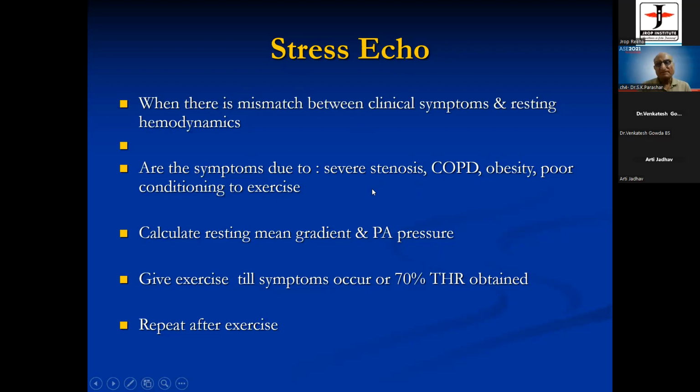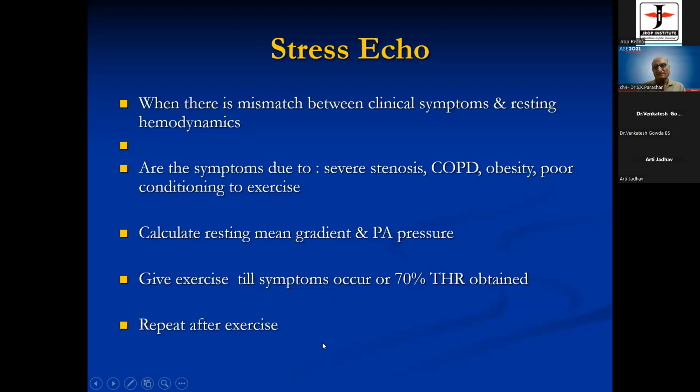So we have to explain the symptoms, like why the patient is symptomatic. Because the other studies are done in a resting phase, here we can do it in an exercise phase. So what we do, we calculate the resting mean gradient and PA pressure, not the area. We give the patient exercise on a treadmill, or the patient exercises on the echo bed also, till the symptoms occur, or about 70% of the target heart rate is achieved.